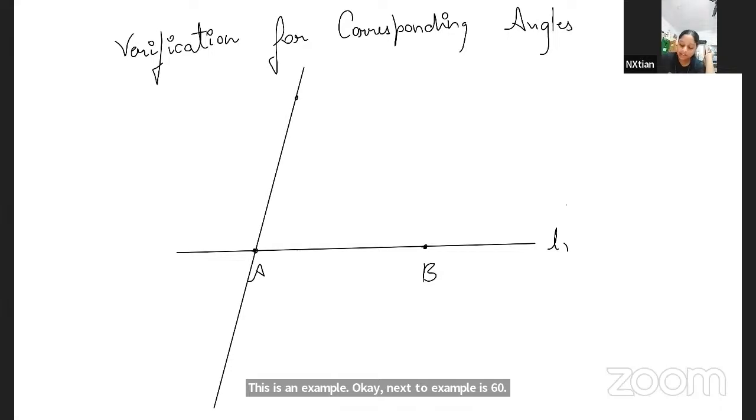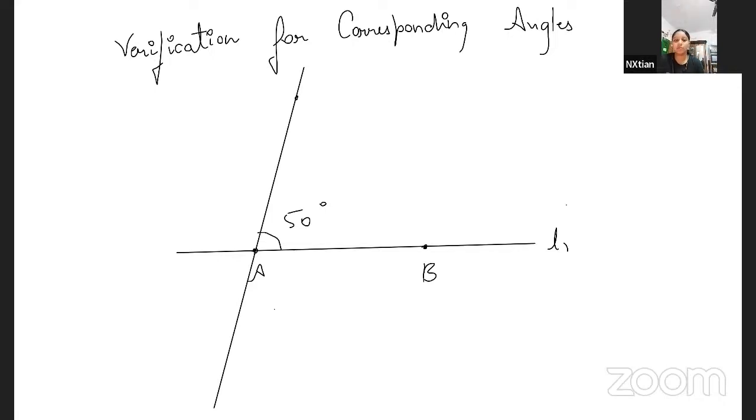So this angle will be 50 degree. Hope everyone is getting a 50-degree angle. Measure it. Yes, Abraham got 50 degree. 50-degree you are getting. Okay. Edric getting 50 degree.